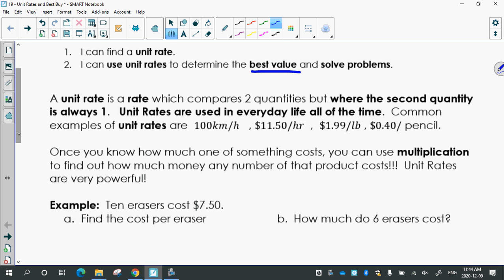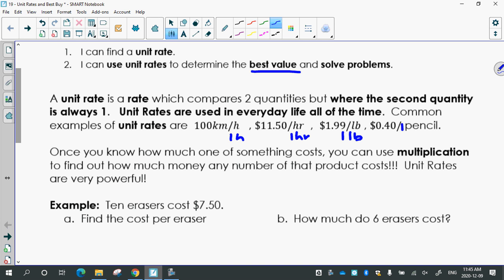So unit rates are used in everyday life all the time. Common examples would be 100 kilometers per hour. So that again means per 1 hour. $11.50 per hour could be your wage, and then again that means per 1 hour. $1.99 per pound, that means per 1 pound. 40 cents per pencil is per 1 pencil. Okay, so if you see just per and then a word, it's one of those things.